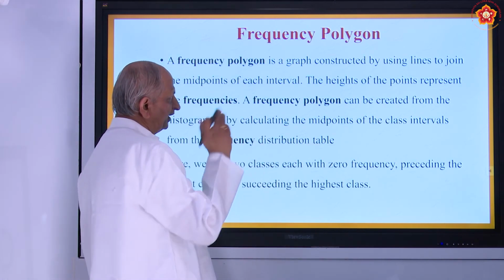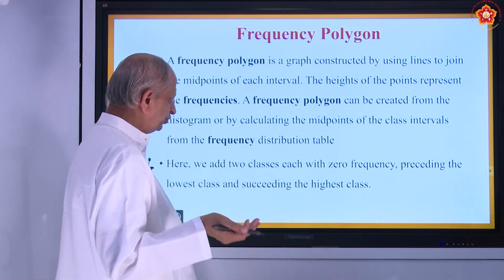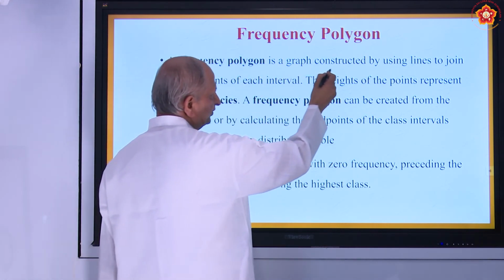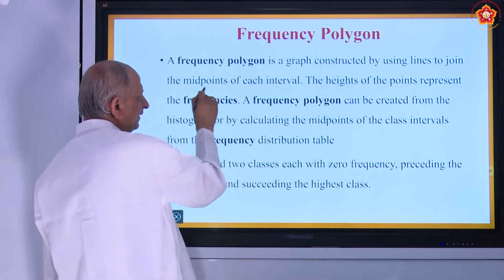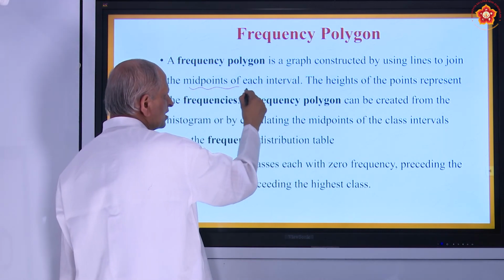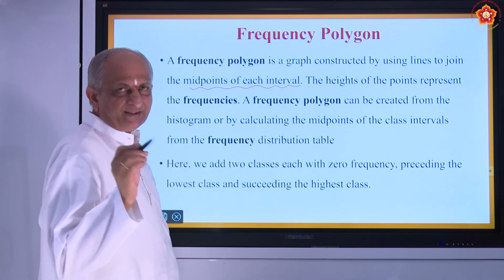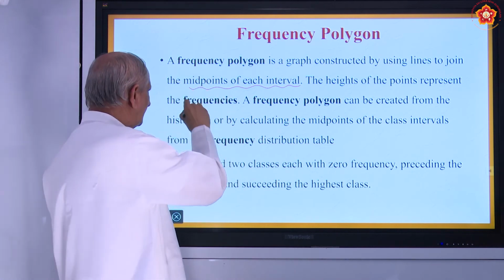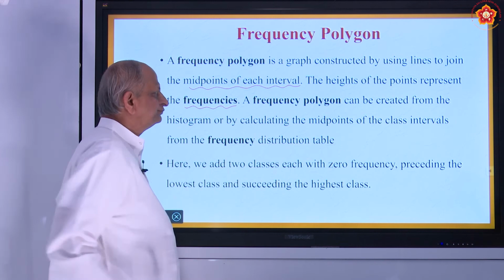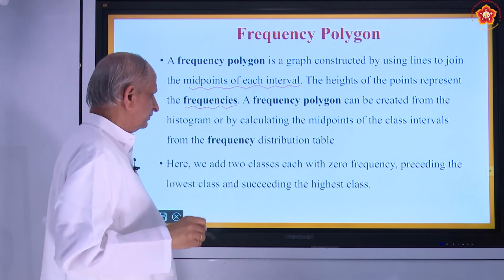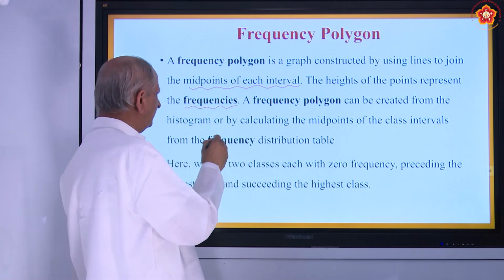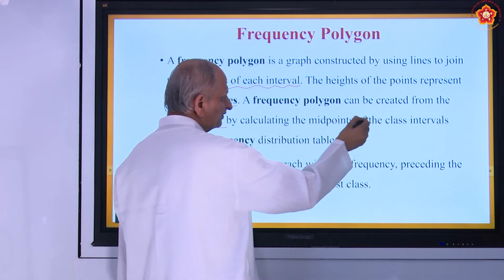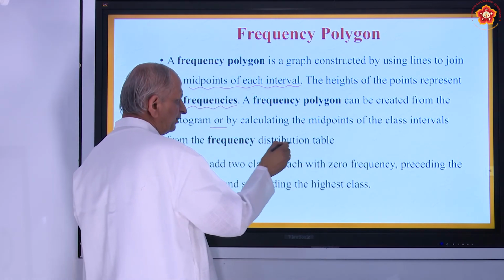That is nothing but again histogram only. You can do it by two methods, using the histogram or without using the histogram. A frequency polygon is a graph constructed by using lines to join the midpoints of each interval. For every class interval, you must take the midpoint. The heights of the points represent the frequencies. A frequency polygon can be created from the histogram or by calculating the midpoint of the class intervals from the frequency distribution table.